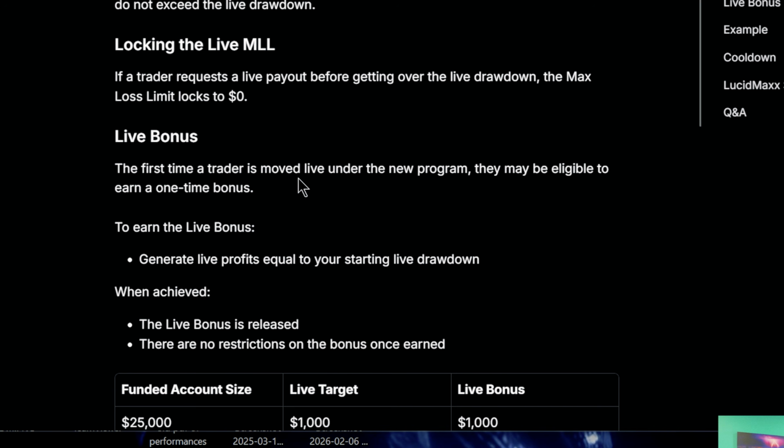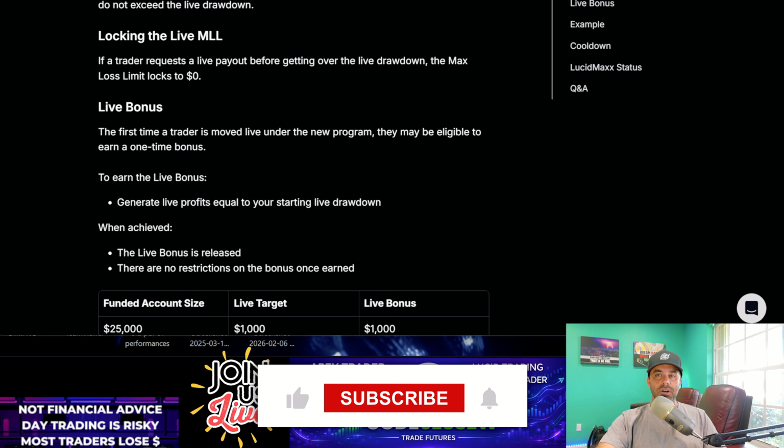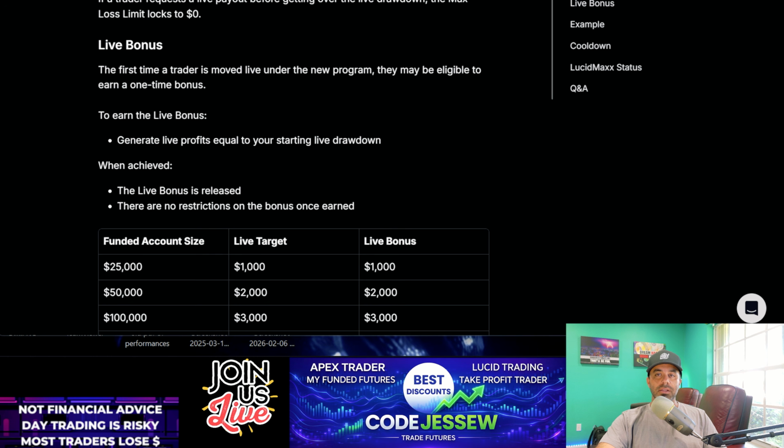2 to up to 10 minis or 20 to up to 100 micros. Certain extreme volatile contracts have reduced position sizing to ensure traders do not exceed the live drawdown. That makes total sense. Locking the live MLL. If a trader requests a live payout before getting over the live drawdown, the max loss limit locks at 0.